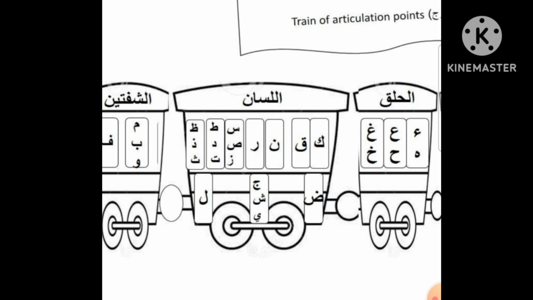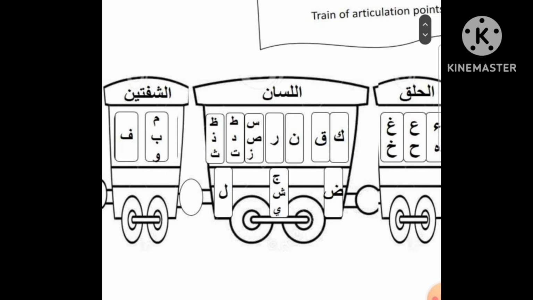Sin, sod, za. All the three letters are written together because the articulation points of all the three letters are the same. The difference between sin and sod is that sin is a light letter and sod is a heavy letter. Then we have ta, dal, ta. The articulation point of ta, dal, ta is the same. But the difference is that one ta is a light letter and the other ta is a heavy letter. Now see the letters beside ta, dal, ta. It is dha, zal, tha.